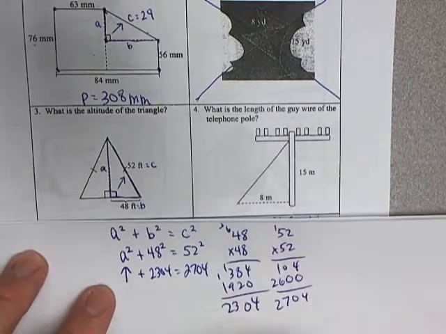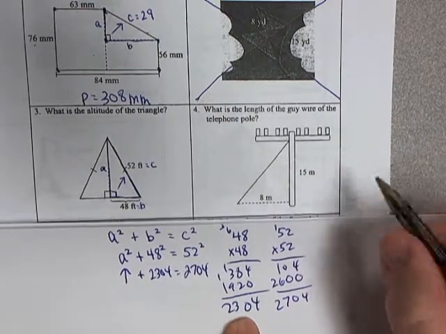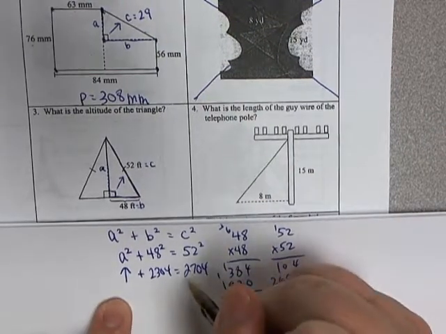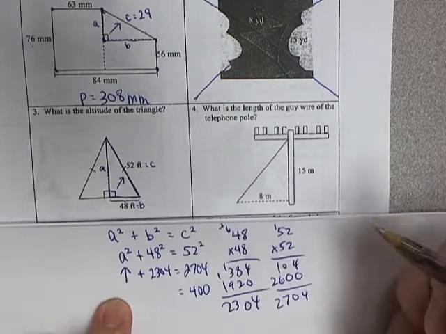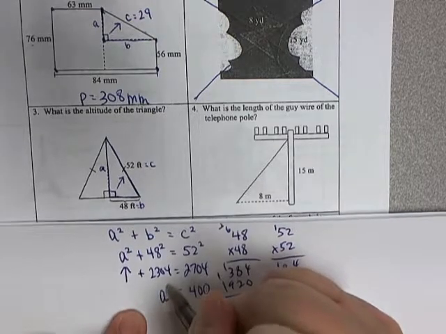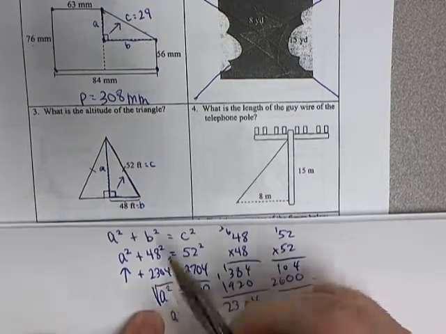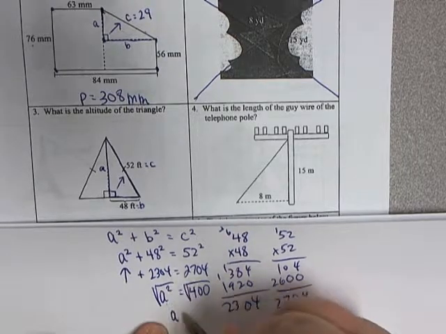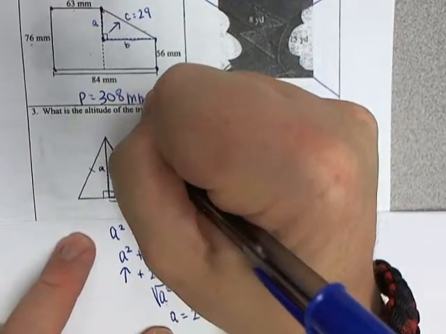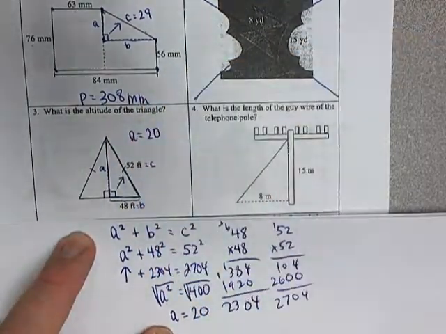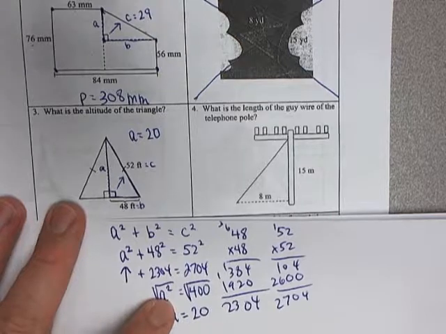So get in the habit of memorizing. When you're missing a leg measurement, you're going to subtract the two numbers after you square them. So let's subtract 2304 from 2704, and we get 400. And then to find a squared, you just take the square root of 400. So when you take the square root of a squared, that drops the exponent. So the 2 goes away after you square it. And the square root of 400 is 20. So a equals 20. Okay, do number 4 on your own, and we'll check it in just a minute.